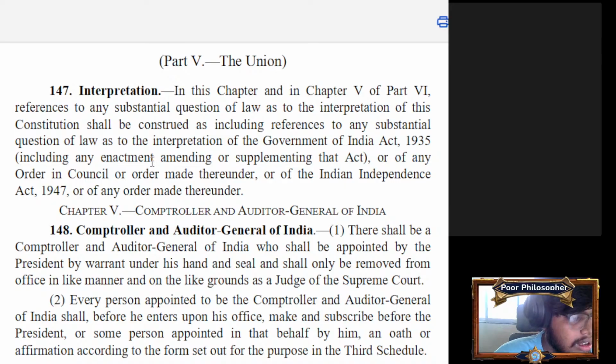Including any enactment amending or supplementing that Act, or of any Order in Council or order made under it, or of the Indian Independence Act 1947, or of any order made thereunder. Okay, so this is interpretation of the law, where you can take references from previous judgments which also involve that kind of thing, and guide the court to make the decision, I guess. At least that is how I read this.